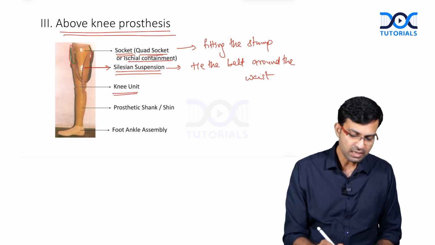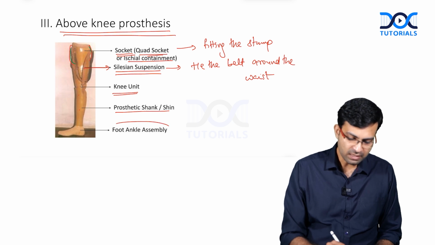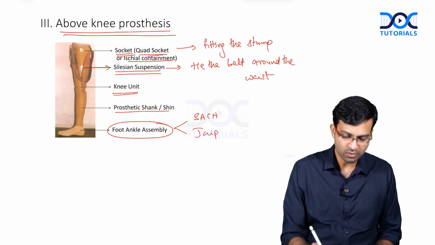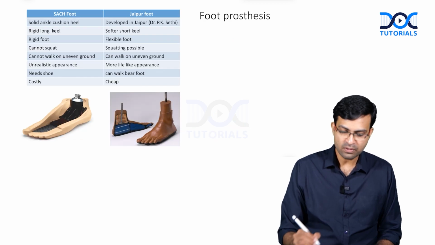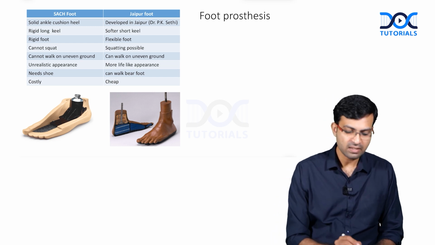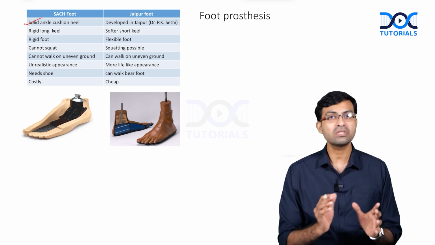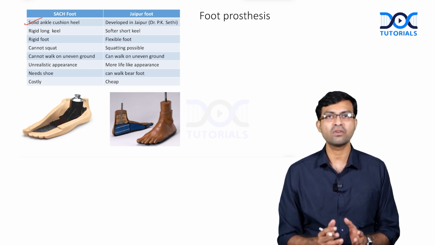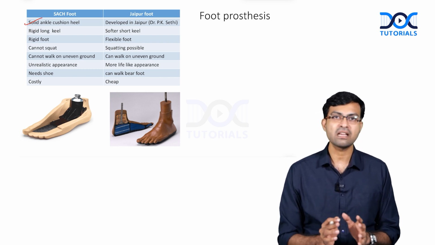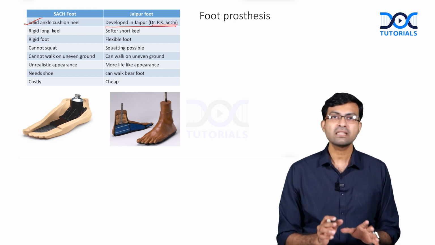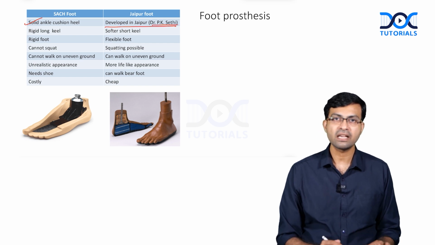Then you have a knee unit, then the prosthetic shank or the shin of the prosthesis, and you have the foot assembly. Two kinds of foot assembly can be used. One is called a SACH foot and the other is your Jaipur foot. What is the difference between the SACH foot and the Jaipur foot? SACH is solid ankle cushion heel. This is one of the most widely used foot assemblies throughout the world. But in India, mostly we use the Jaipur foot, which was developed by Dr. P.K. Sethi in Jaipur.